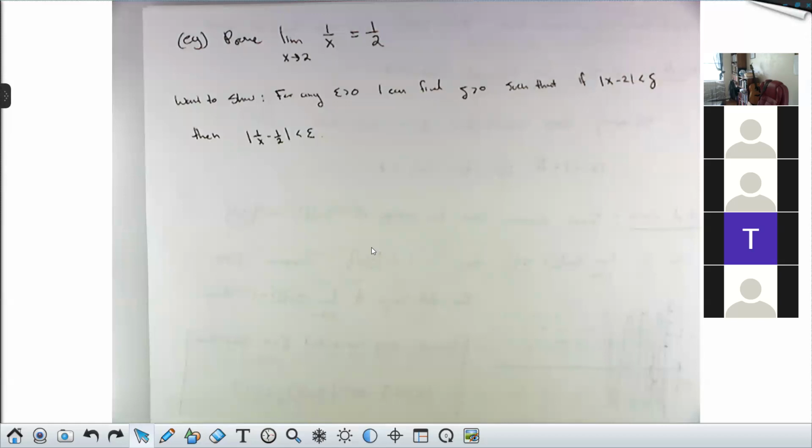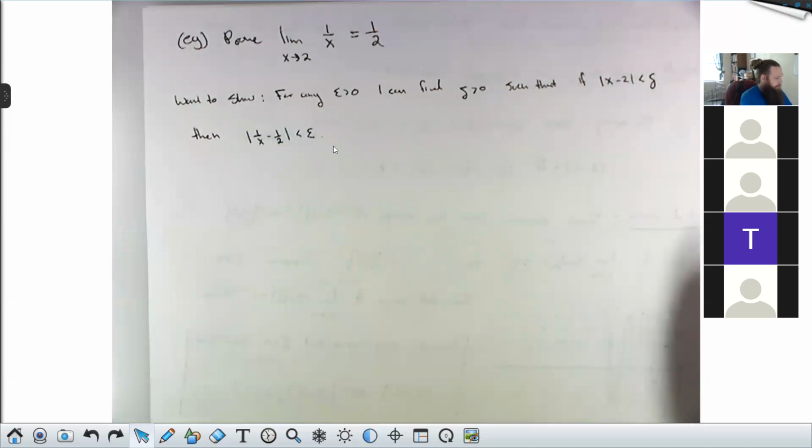Such that really just means under these conditions. Right, so I'm trying to find a delta which guarantees: if the absolute value of x minus 2 is less than delta, then the absolute value of 1 over x minus 1/2 is less than epsilon.